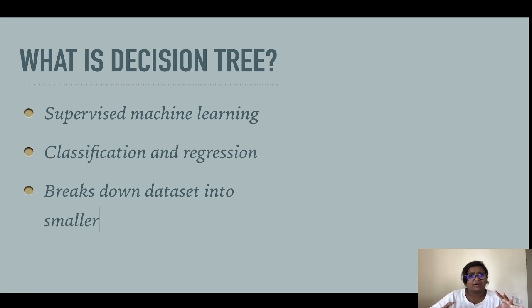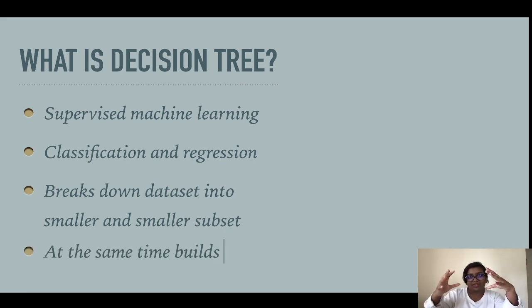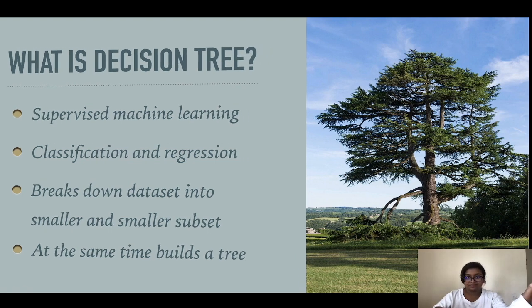Next is the basic concept behind decision tree. What decision tree does is take a large data set and break it into a smaller data set, and that smaller data set into smaller sub data sets. So it breaks the data set into smaller and smaller subsets. This is what decision tree does. At the same time, while it's breaking, it builds a tree. That's why we call it a decision tree, a tree that has the ability to make decisions.